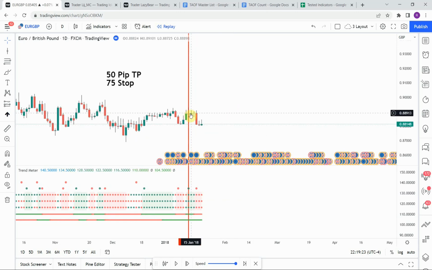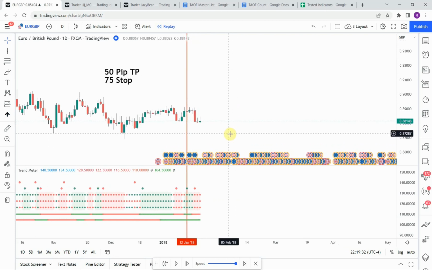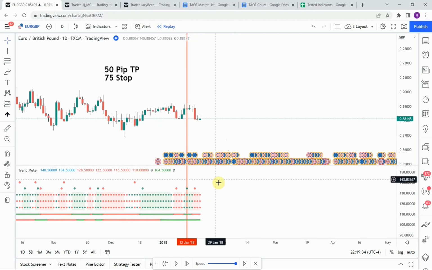Unfortunately, we pretty much get immediate consolidation and sideways move and a strong push to the downside, which does come down and stop us out. Let's go ahead and continue on.